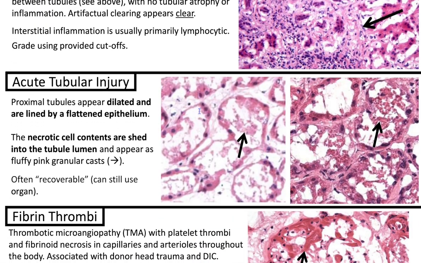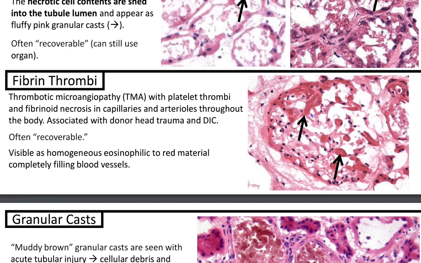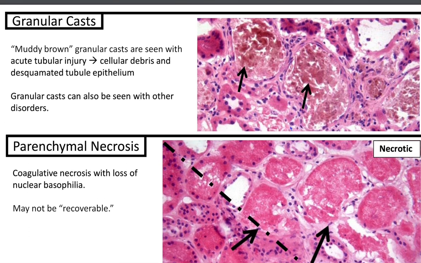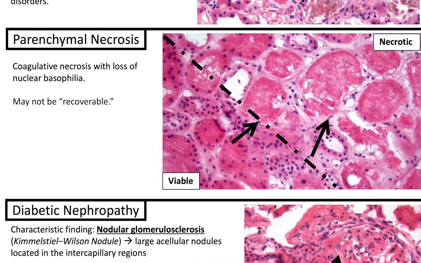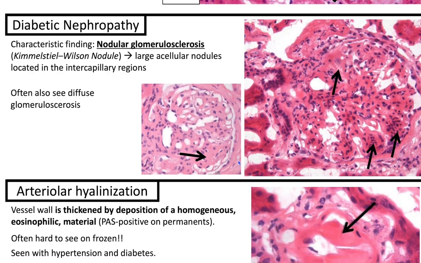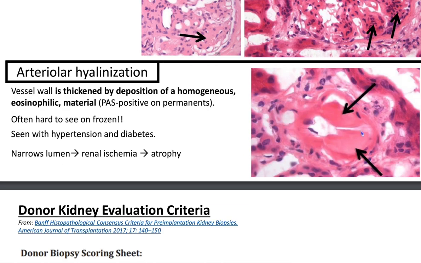Acute tubular injury, you'll have dilated proximal tubules that are lined by a flattened epithelium with necrotic cell content into the tubule lumen. Fibrin thrombi, you'll have homogeneous eosinophilic to red material completely filling the blood vessels. Granular casts, these are your muddy brown granular casts. Parenchymal necrosis may not be recoverable. You'll have this coagulative necrosis. Diabetic nephropathy, look for your nodular glomerulosclerosis. And then arteriolar hyalinization, deposition of a homogeneous eosinophilic material that is PAS positive, and it narrows lumen.